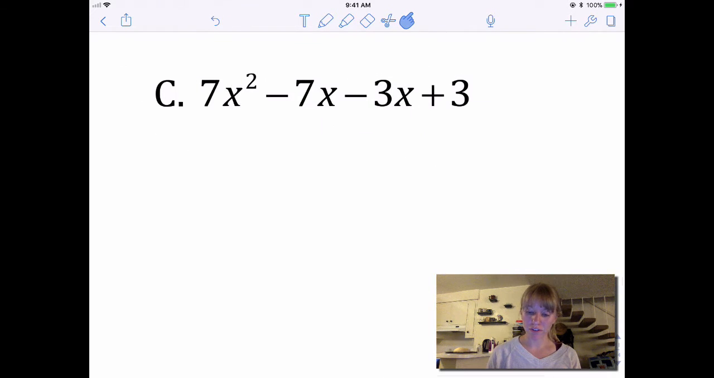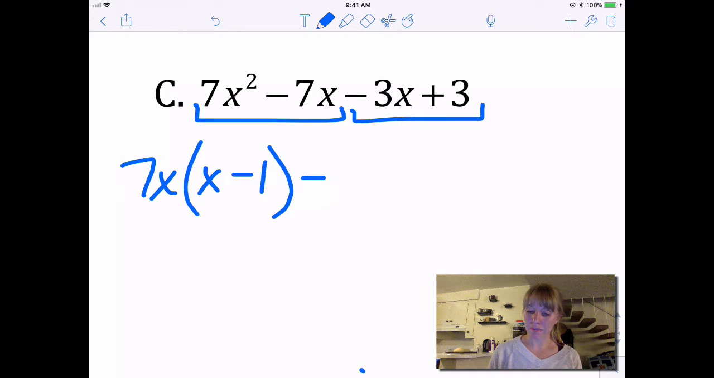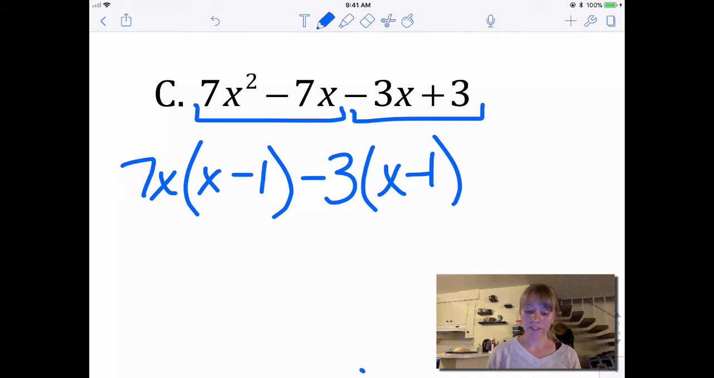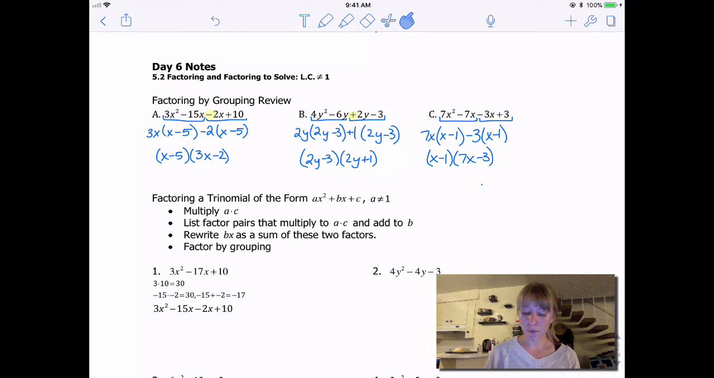And one last review. I see four terms, so I'm going to factor. I take a 7x for my GCF, and I'm left with x minus 1. I keep the sign in the middle as a negative. Both of those have a GCF of 3, x minus 1, and then I have x minus 1, 7x minus 3. So the reason this is so important is because we want to write all of our problems in the rest of the lesson so they can be factored with factoring by grouping.